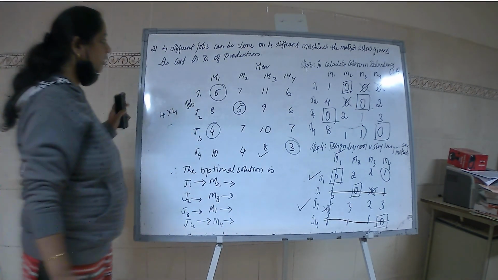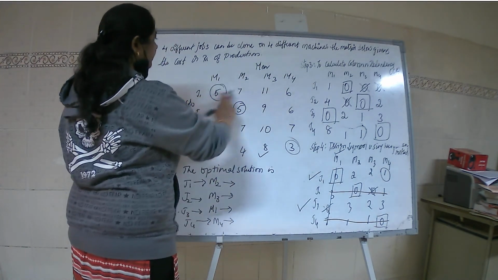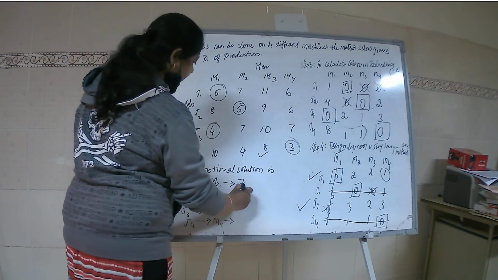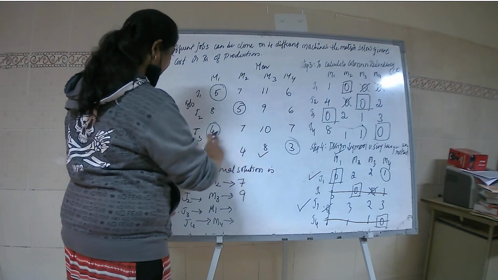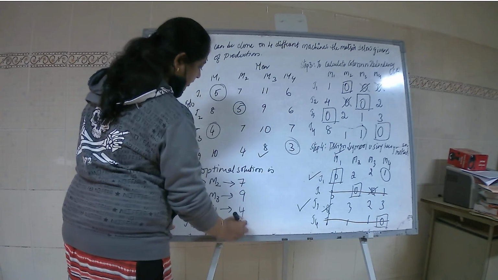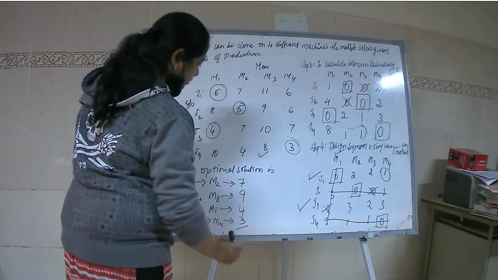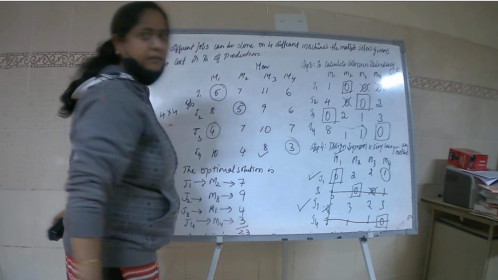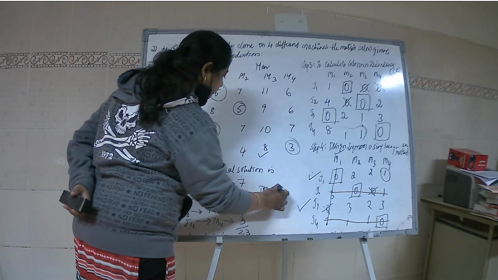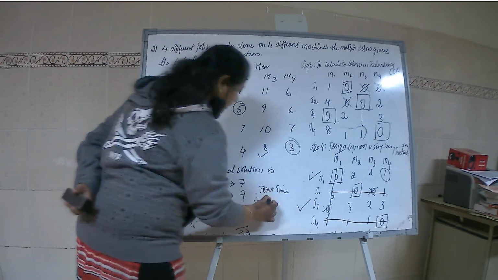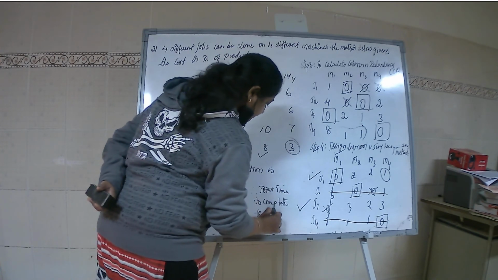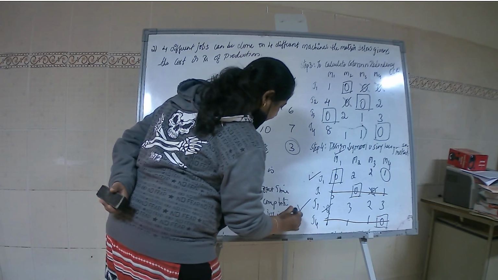Now let's check the values in the question. J1 to M2 is 7. J2 to M3 is 9. J3 to M1 is 4. J4 to M4 is 3. So 23 is the answer. Therefore, the total time to complete the job is 23 minutes.